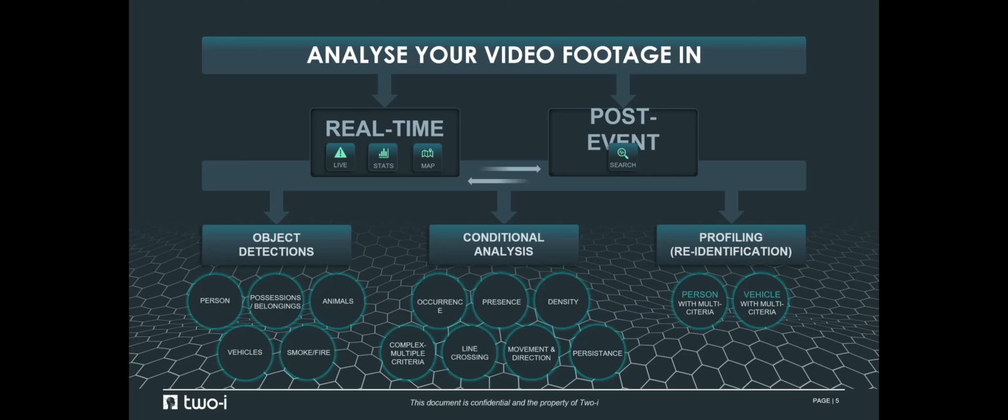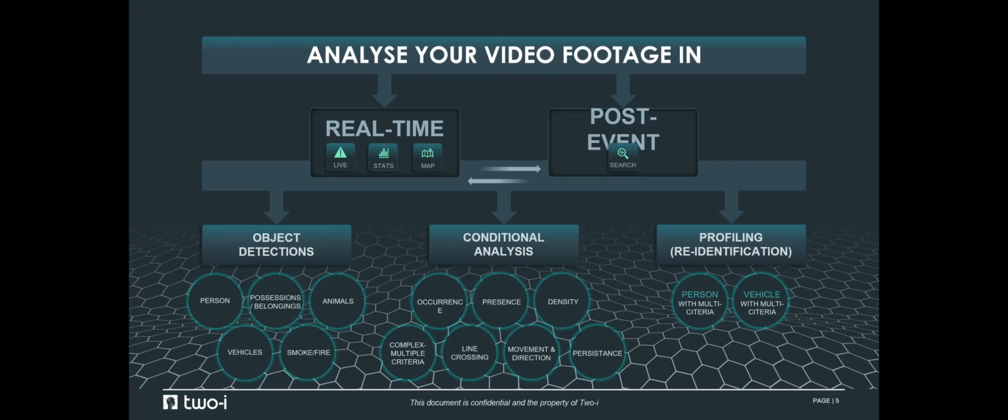And then you can add a conditional analysis. Do you want that object to be present or absent? Do you want to compute the density, like I want to detect 150 people in the frame? Or do you want a line crossing or movement detection, or do you want that object to be persistent for more than 90 seconds in a location of the image, and so on. So you can add conditional analysis.